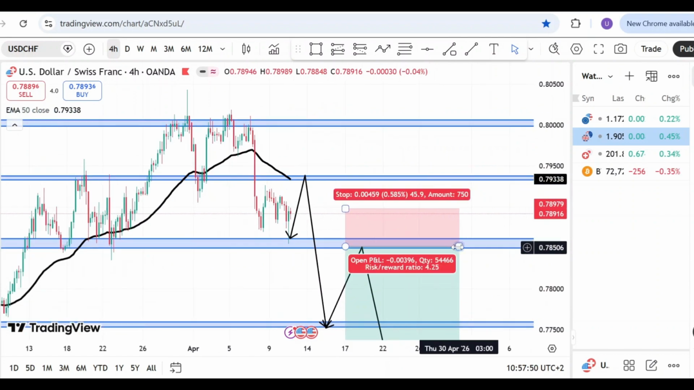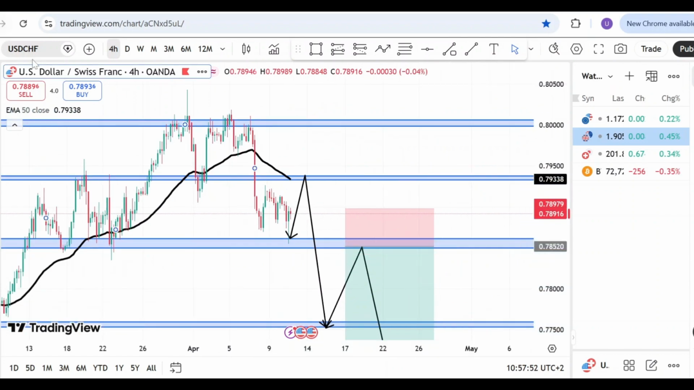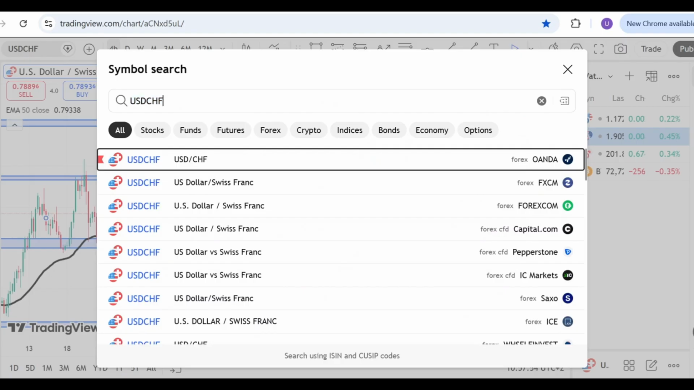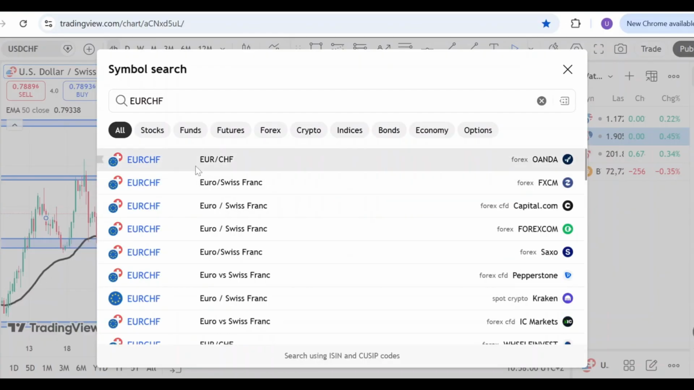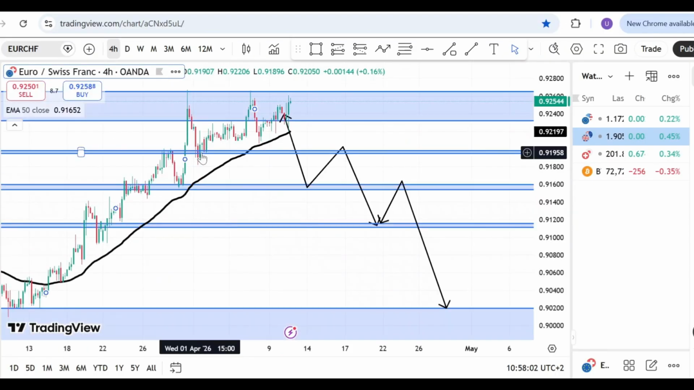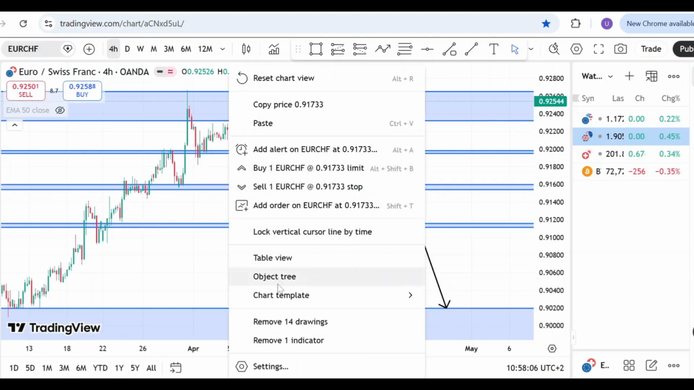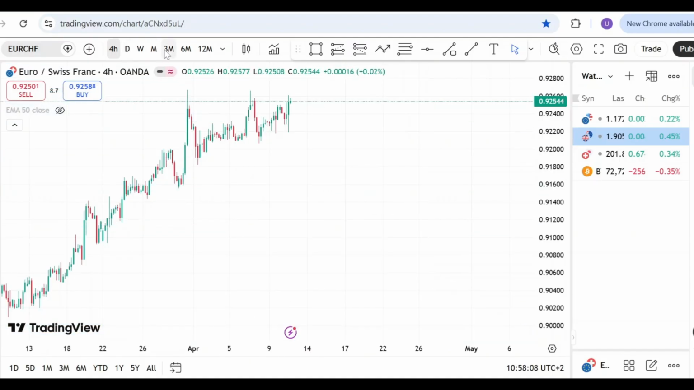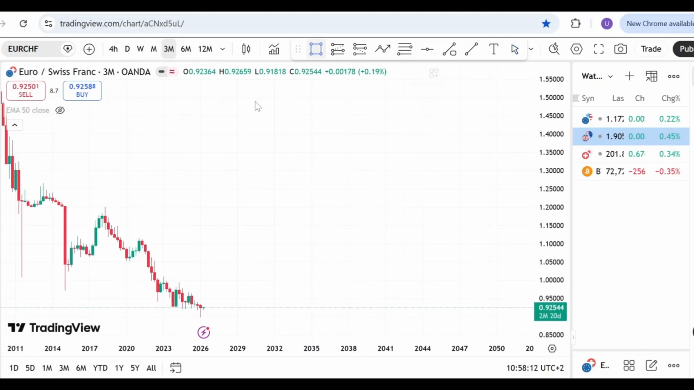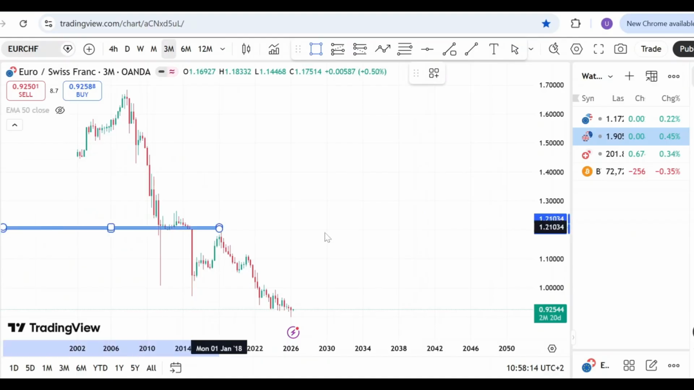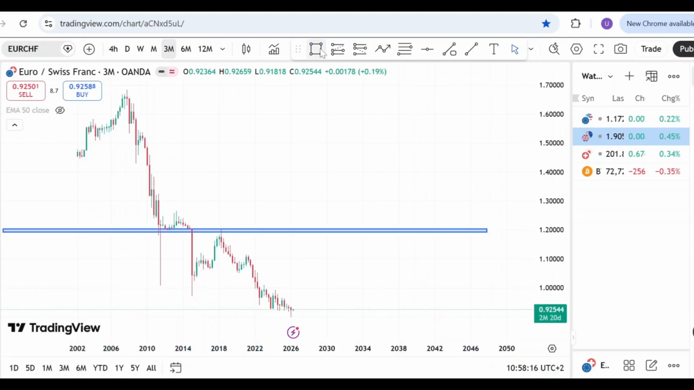Let's go to Euro Chef, good. As you can see, Euro Chef, 3-month time frame. We are in a downward trend where we are seeing a lower low and a lower high.